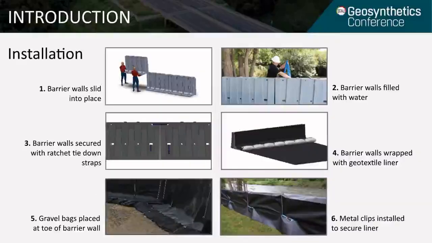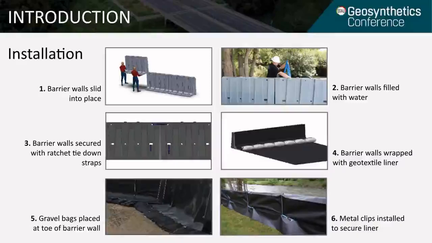Step 1, the barrier walls are slid into place to create the desired configuration. Step 2, the walls are filled with water, generally using a water truck. Step 3, each segment is secured to the adjacent segment using ratchet tie-down straps. Step 4, the barrier wall alignment is wrapped with a geotextile liner, often a filter fabric or a thick plastic product.